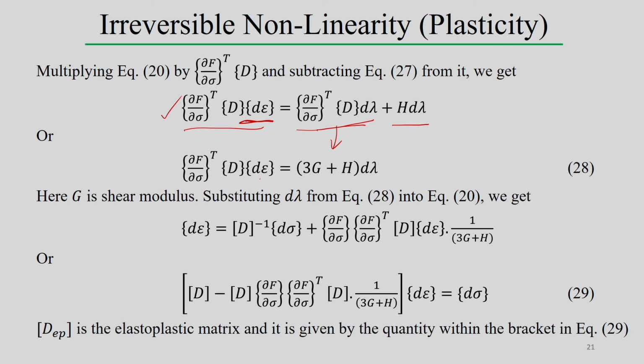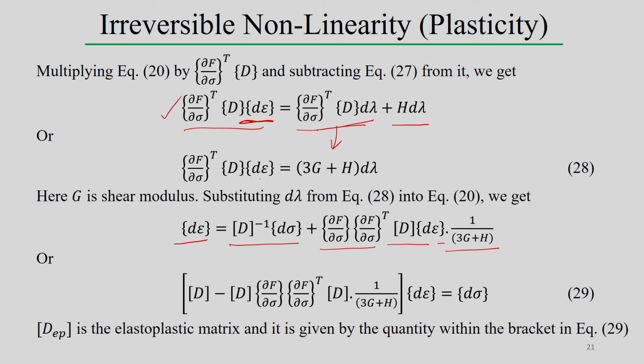Therefore, here g is the shear modulus, and subtracting d lambda from equation 28, you can show the manipulation of equation 20, which is the expression for the total strain component. Then the total strain component can be represented like this in terms of del F by del sigma, into del F by del sigma transpose d epsilon, 1 by 3g plus h. That is why we are replacing the plastic multiplier d lambda value, and now we can see this expression in terms of d and del F by del sigma.